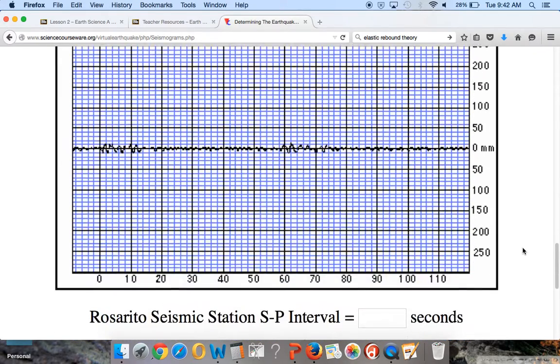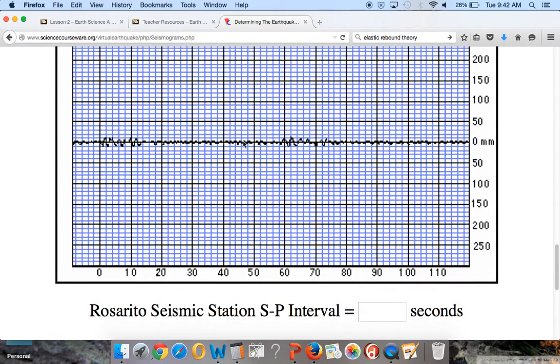The third one, again, I chose this one deliberately because the lines are pretty small and it's a little bit more difficult to read. But you can see right here, time 0, the P wave hits, settles down, and then right here again, the S wave hits. So at time 60, we're going to put 60 seconds.